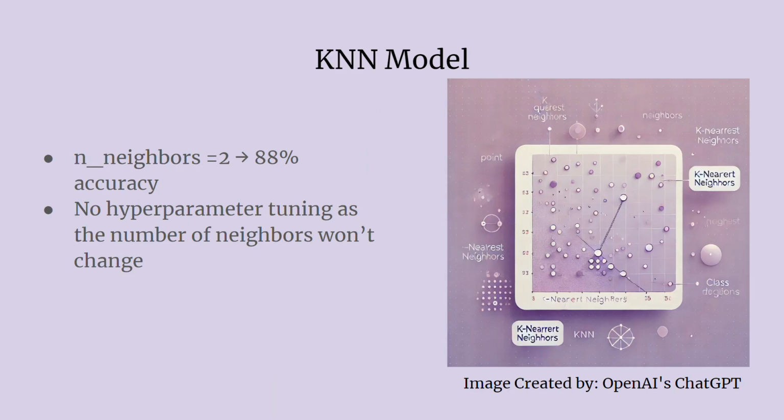Next, let's talk about the KNN model. I chose the number of neighbors to equal 2 because this is a binary classification task. This gave me an accuracy of 88%, which is very, very close to my goal of 90% accuracy, which is really good. I didn't end up doing any hyperparameter tuning on the KNN model because the number of neighbors won't change.